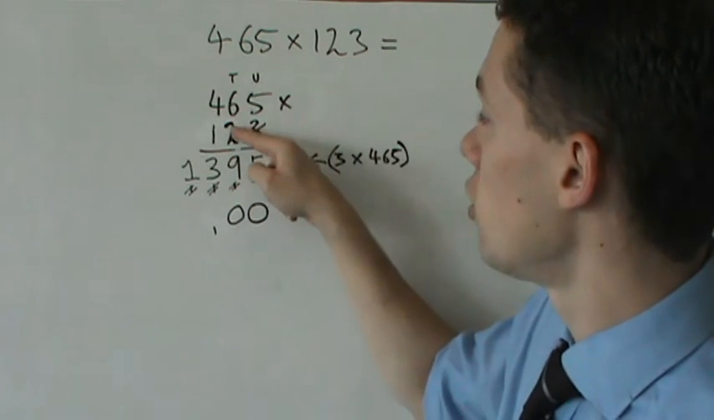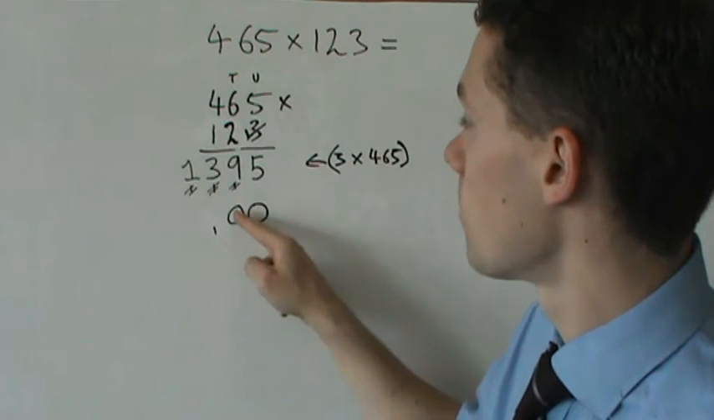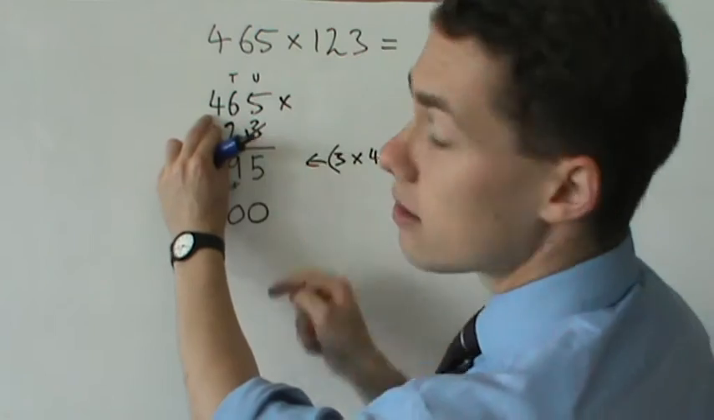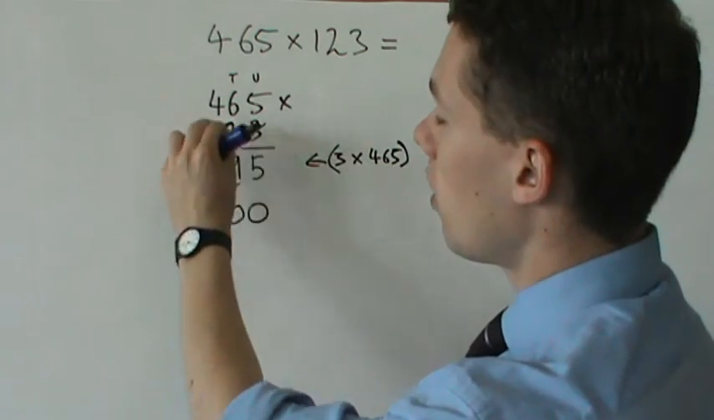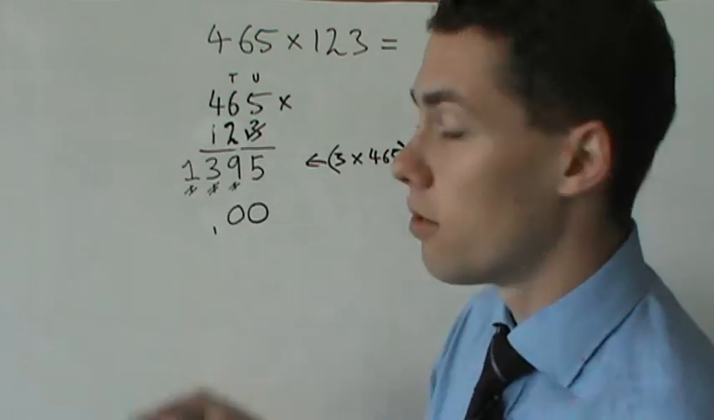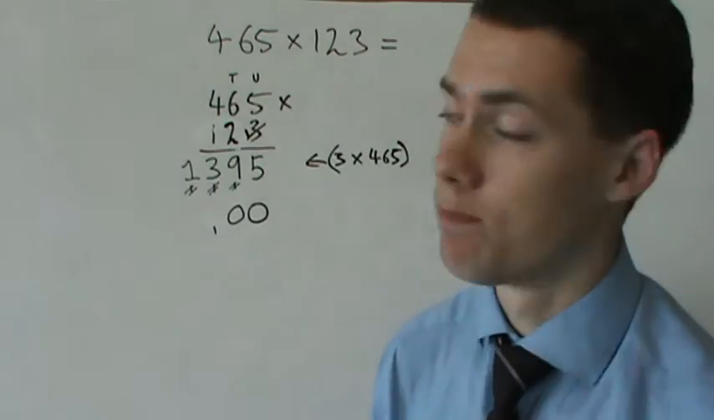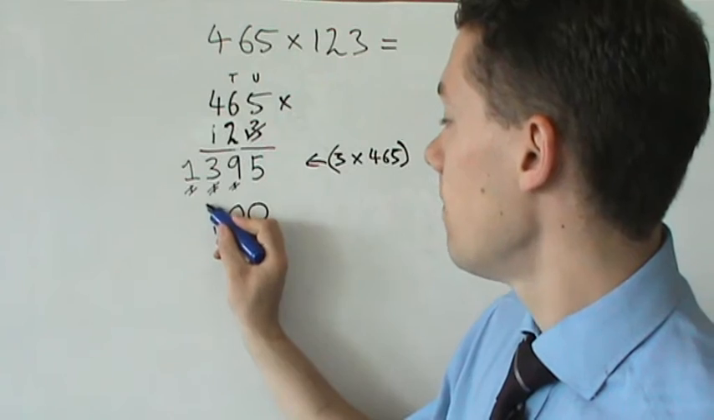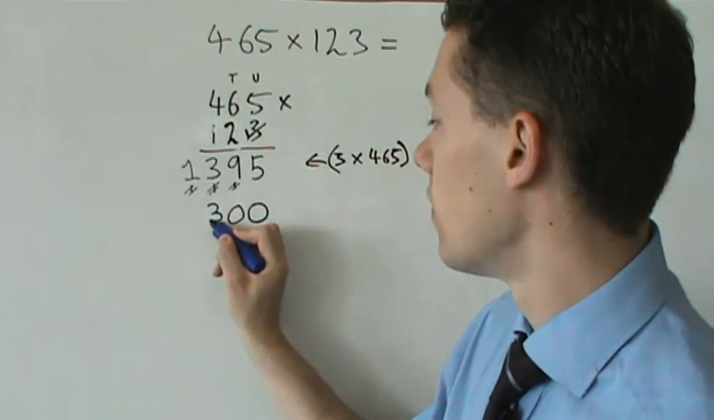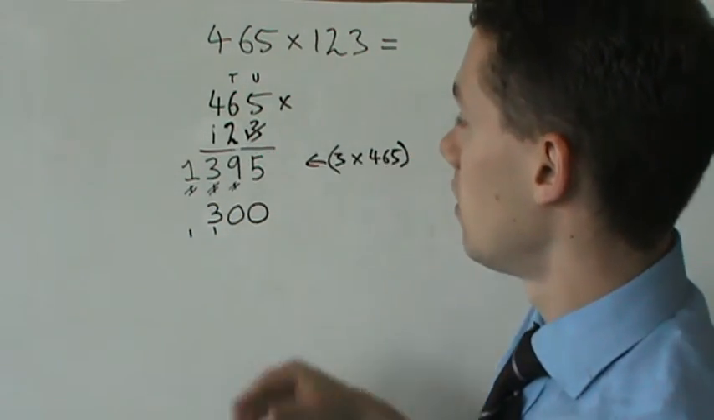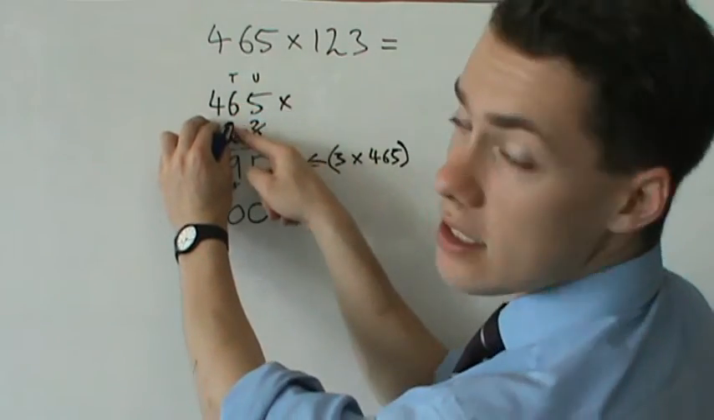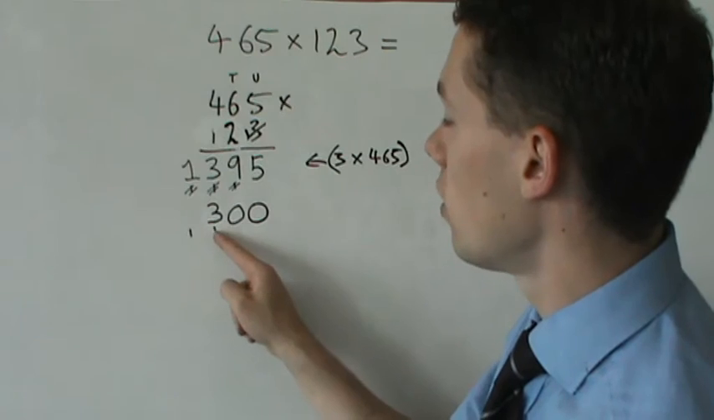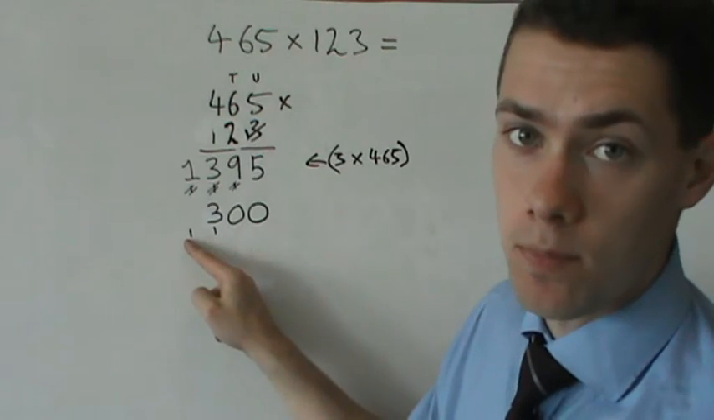So I've done my 2 times 5, which is 10. Next I do my 2 multiplied by 6. 2 times 6 is 12, which I put down here. But firstly I add my remainder, which is 1. So 12 plus 1 is 13. Put my 3 down there, and I carry my tens. So I've done 2 times 6, which is 12, plus my remainder of 1, which makes 13.